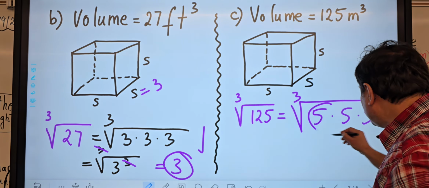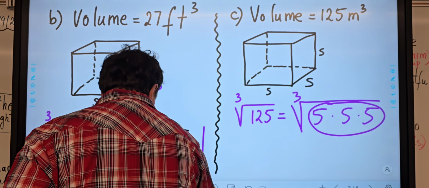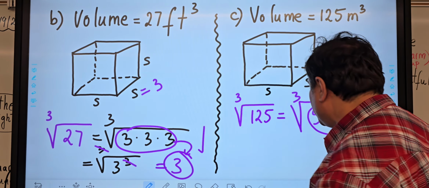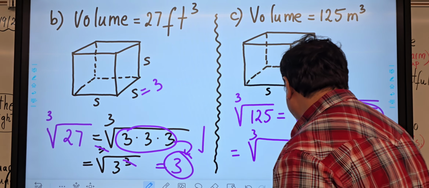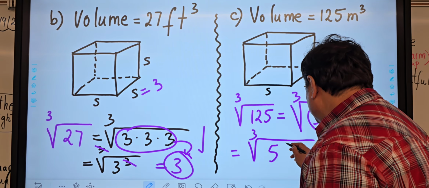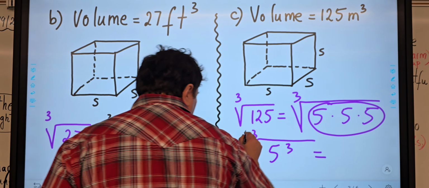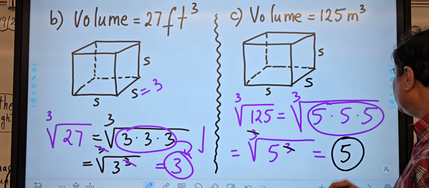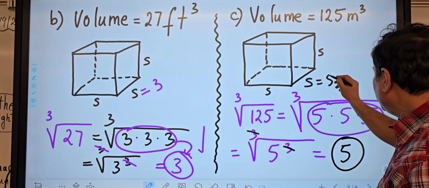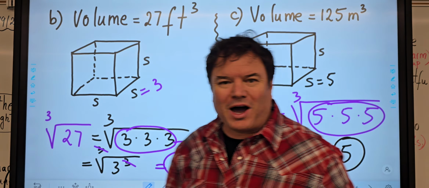Now we have groups of 3. Remember, from each group of 3, only one comes out as the answer. The same thing here. So now we have equals cube root of 5 to the 3rd power. And remember now, we can cancel the exponents here. So the final answer is just 5. So cube root of 125 equals 5.